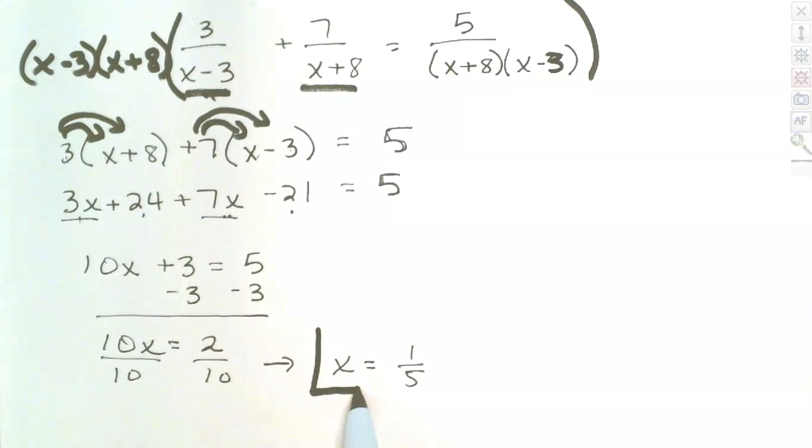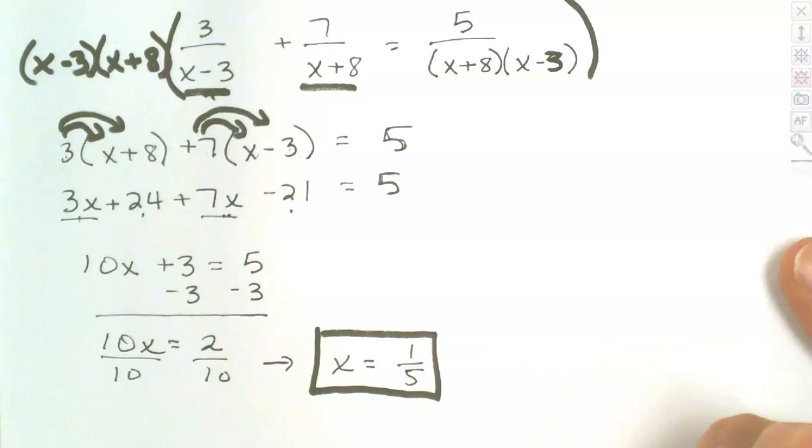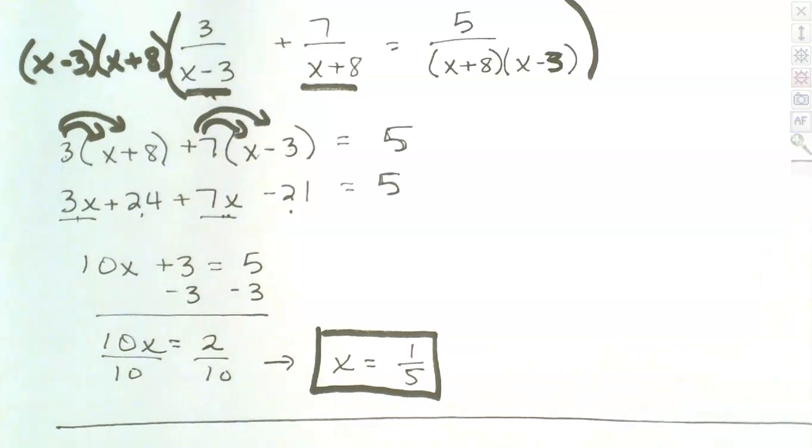Is this going to work? We don't have to plug it back in. We need to check it with our domain. What numbers are we not allowed to have? We are not allowed to have 3, and we are not allowed to have a negative 8. Well, 1/5 is neither one of those, so the 1/5 is our answer. If your 1/5 would have been a 3 instead, then you would have no solution. This one, once you cleared out your fractions, we did not have to factor. We just distributed through. It gave us a linear equation, and we solved that linear equation.